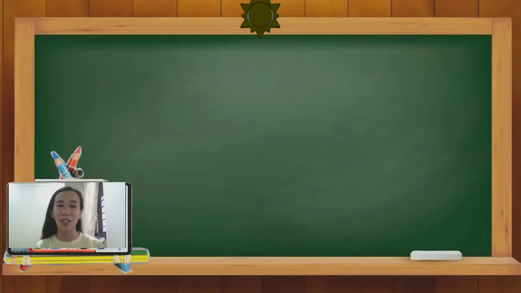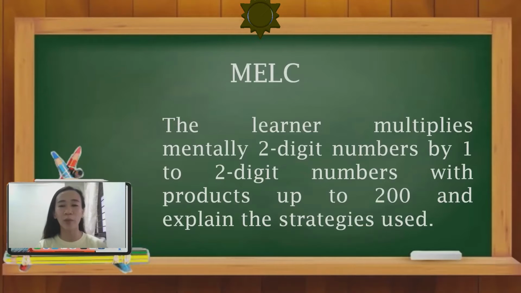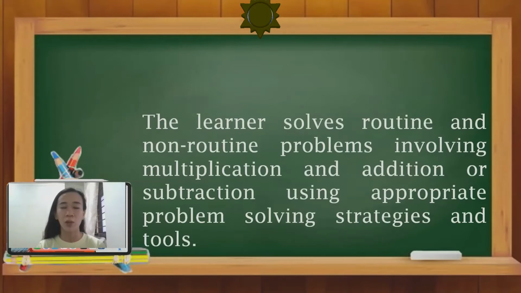Welcome to our 4th week. This week, we are going to learn about multiplying mentally. At the end of the week, you will be able to multiply mentally 2-digit numbers by 1 to 2-digit numbers with products up to 200 and explain the strategies used. You will also be able to solve routine and non-routine problems involving multiplication and addition or subtraction using appropriate problem-solving strategies and tools. Okay, before we proceed to our topic, let us have some trivia.